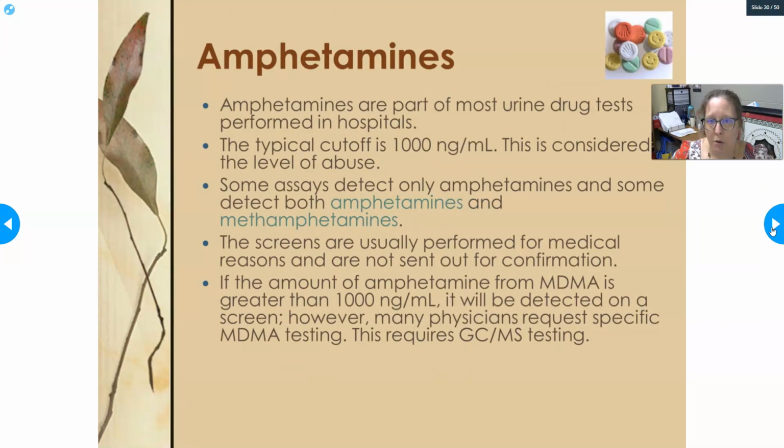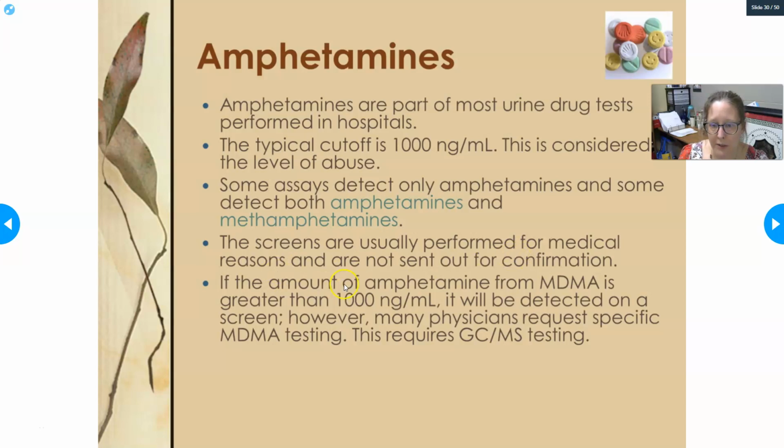It messes with temperature control. So the amphetamines are part of most urine drug tests that are performed in the hospitals and the drug screens. The typical cutoff is 1,000 nanograms per ml. This is considered a level of abuse. Some assays will detect only amphetamines, and some will detect and differentiate between amphetamines and methamphetamines. The screens are usually performed for medical reasons and are not sent out for confirmation.